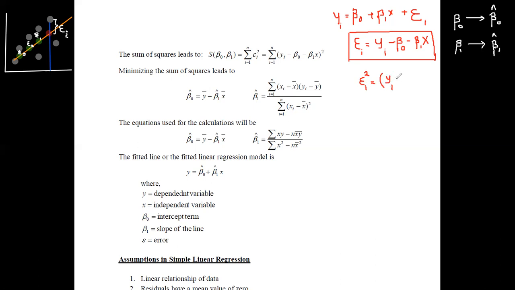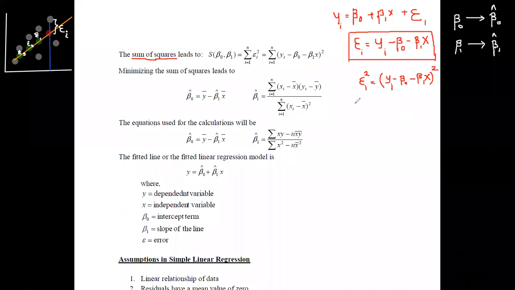Epsilon i squared can now simply be obtained using this. This is the quantity that you have obtained as epsilon i equals y i minus beta naught minus beta 1 times x, and now we need the square term. Therefore, we are getting the square term of this. Now it says sum of squares. Here you have obtained squares, and now you need to take the sum of squares.